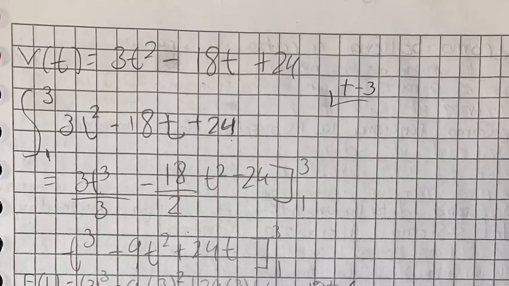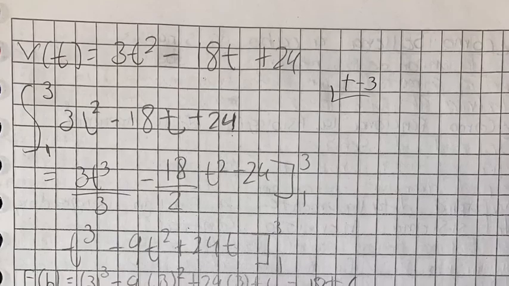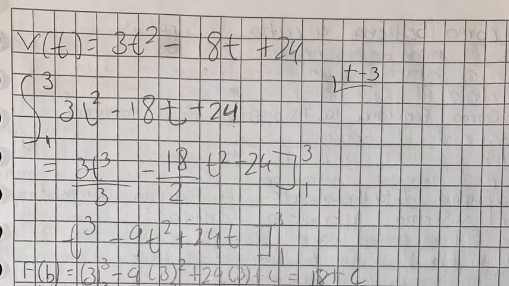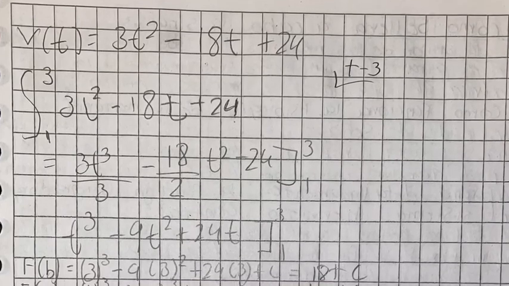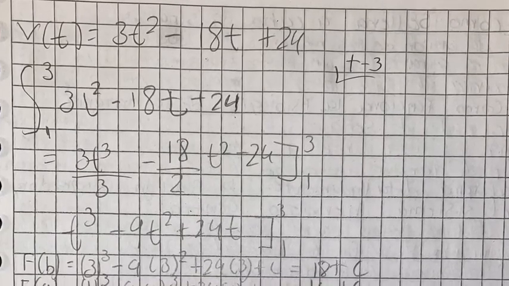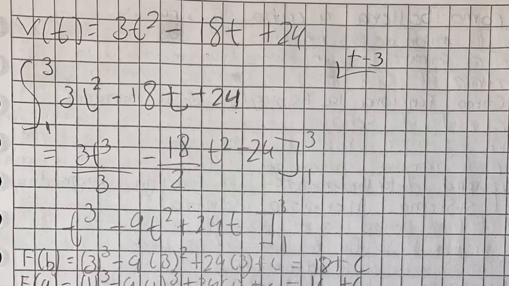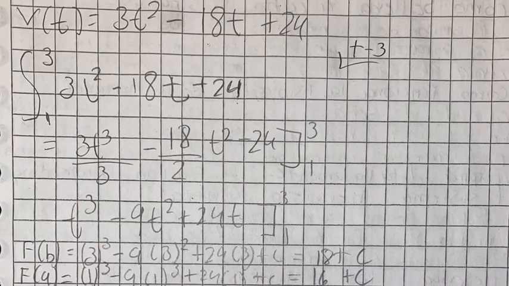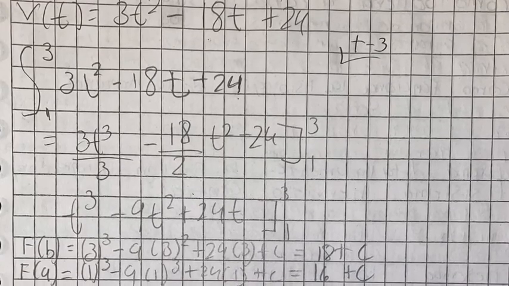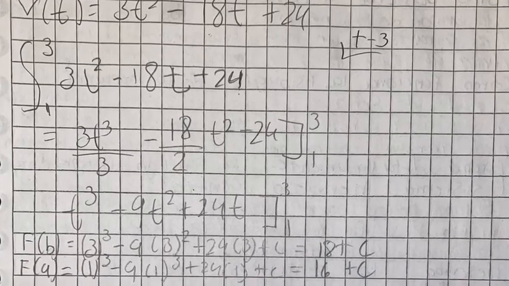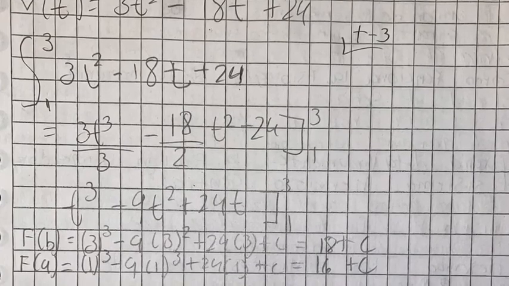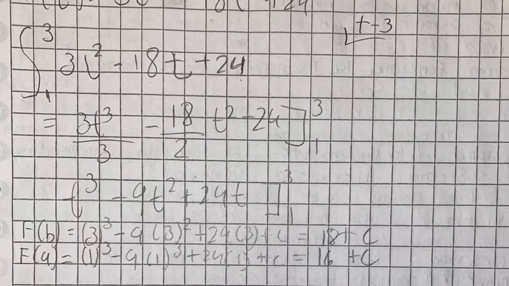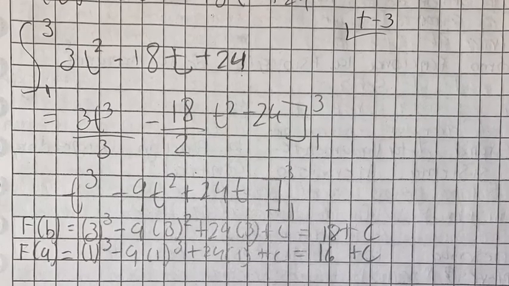The lapse of the time is 1 to 3 seconds, and then we need to integrate, and it gives us 3t cubed divided by 3 minus 18t squared divided by 2 plus 24t. This we need to simplify, and it's t cubed minus 9t squared plus 24t. We need to get a and b. A is 1 and b is 3.